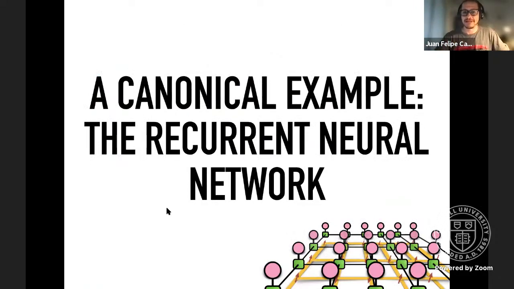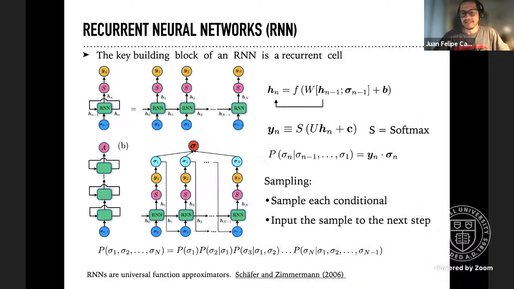So let me give you one canonical example of an autoregressive model, the so-called recurrent neural network. The key building block of a recurrent neural network is the recurrent cell that I highlight here in green, this RNN block. This RNN cell is just a nonlinear function. This function takes as input the so-called memory state, or internal state, of the RNN at step n-1 and the spin configuration sigma at n-1. It does so through the parameters in the model, which are the matrices W and the vector B. And then it outputs this vector, the new memory or internal state vector. So you see there's a recurrence relation where the nth vector depends on the n-1.